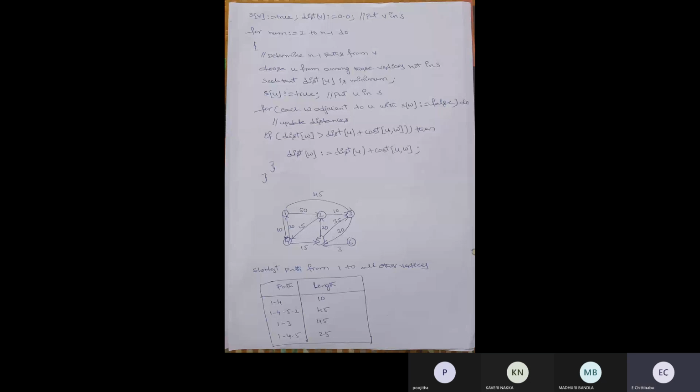For 1 to 3, the route is direct, 1 to 3, and the corresponding weight is 45. Next, the shortest path from 1 to 5: 1 to 4, then 4 to 5, and the cost is 25.